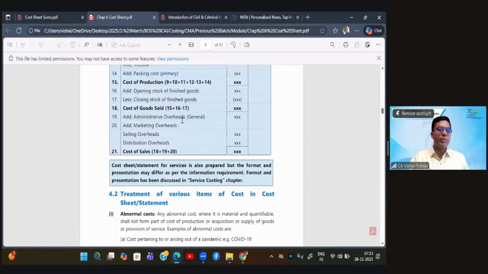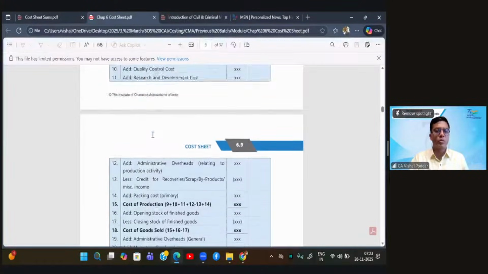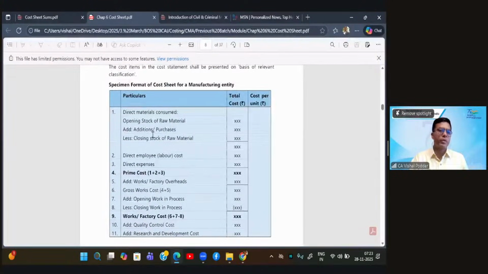After adding the general administration cost, marketing overheads, and selling and distribution overheads, you get your final total cost, which is the cost of sales. Correct? So this is how, students, we have the flow.